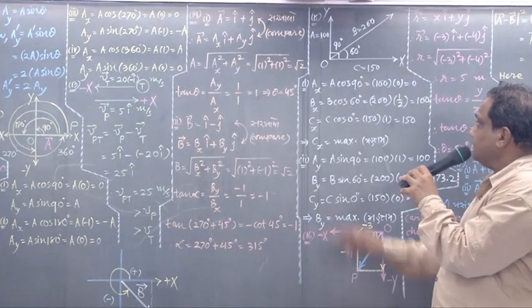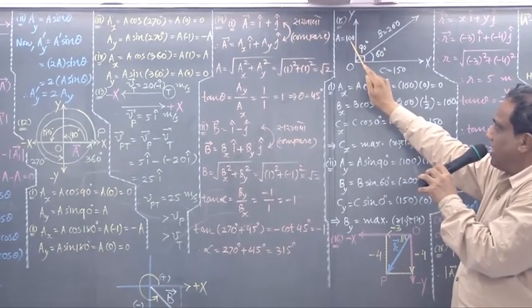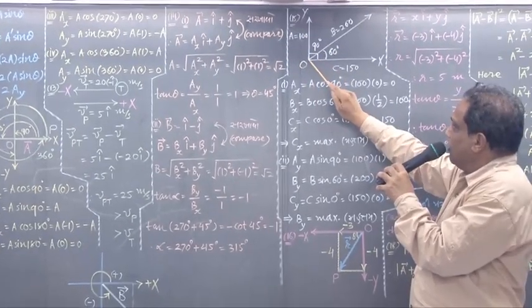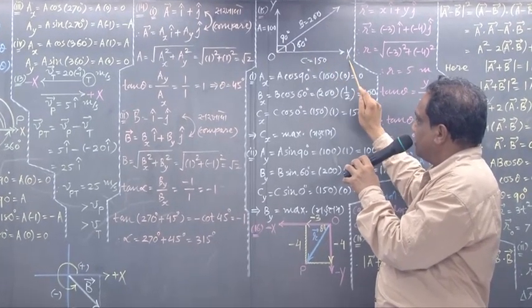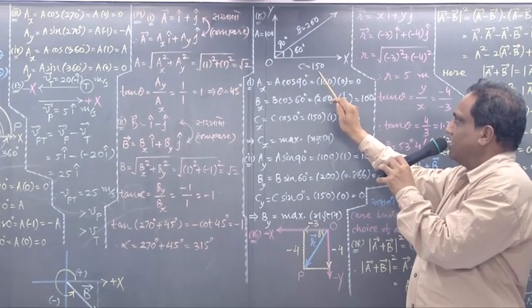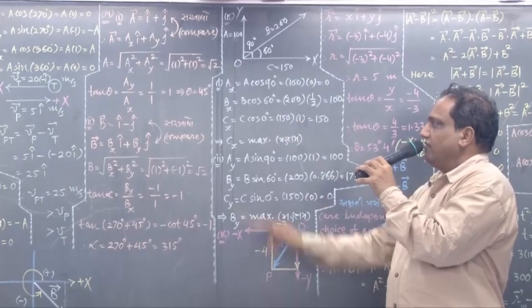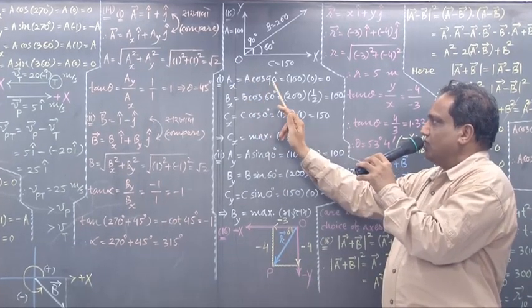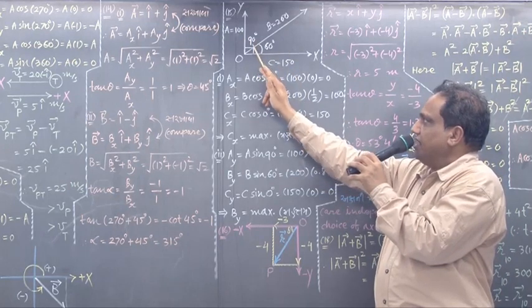Look, we have vector A along y-axis having magnitude 100 units. Vector B in the first quadrant making angle 60 degree with x-axis, its magnitude is 200. Vector C along x-axis, its magnitude is 150. Let us find out x components of all given vectors. Ax equals A cos angle.